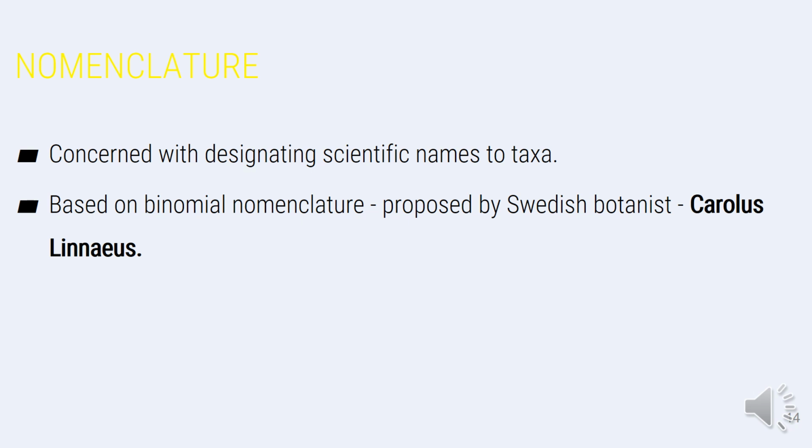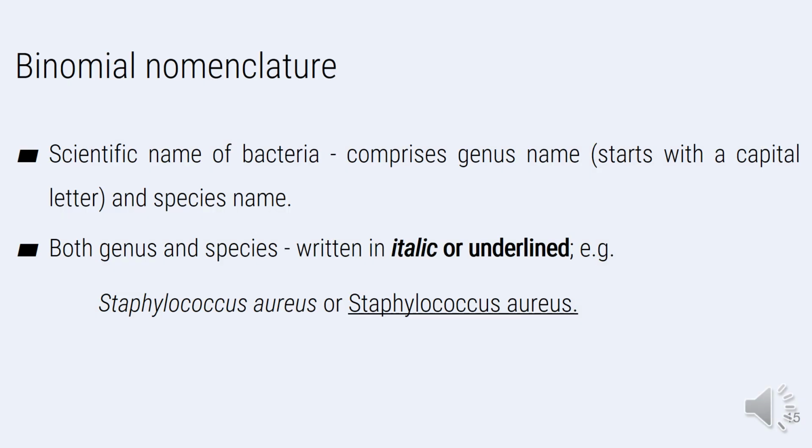Then comes the nomenclature. Here we are concerned with the designation of specific names of taxa. This is based on binomial nomenclature, which was proposed by Swedish botanist Carolus Linnaeus. I think you have studied about this person in your school period. In binomial nomenclature, the scientific name of a bacterium comprises the genus name, which starts with a capital letter, and a species name. Both the genus and the species are written in italics or they are underlined. For example, you can see Staphylococcus aureus, it starts with Staphylococcus.